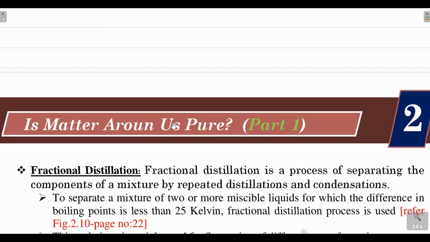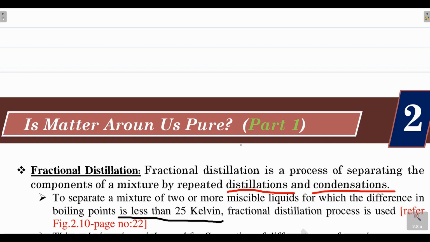We know that distillation is a process of separation which is used in case of two miscible liquids in which the difference in their boiling point is more than 25 Kelvin. But which type of method can be used if the two miscible liquids have a difference in their boiling point of less than 25 Kelvin? So in this case, we are going to use fractional distillation. Fractional distillation is the process of separating the components of a mixture by repeated distillation and condensation.